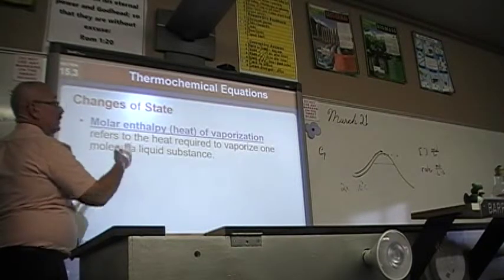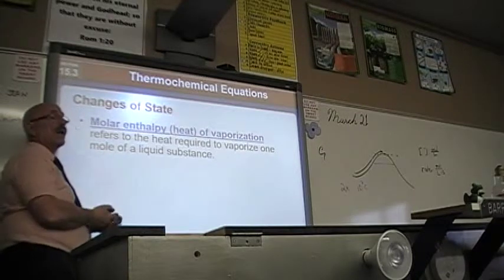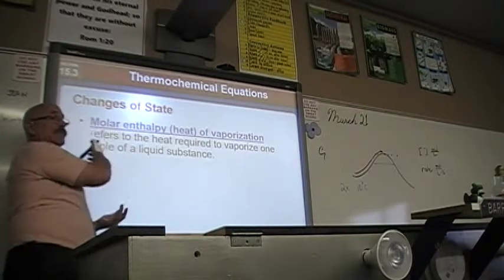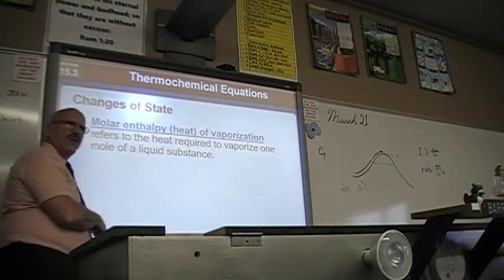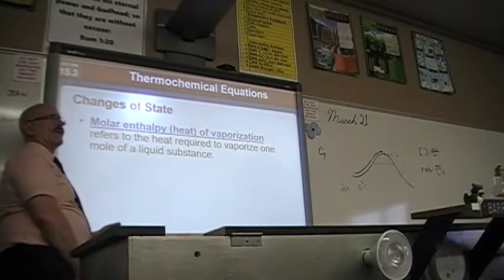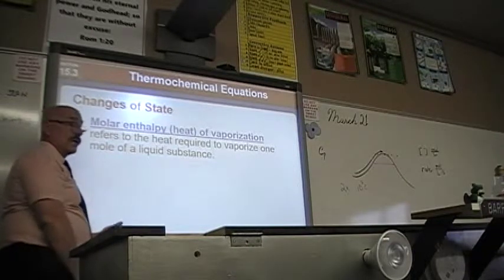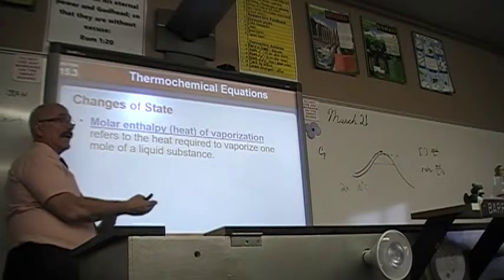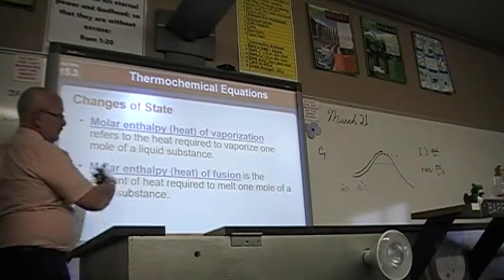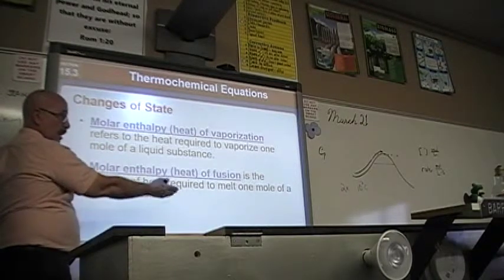Okay. Molar enthalpy of vaporization. So I turn something into a gas. It takes a certain amount of energy to do that. So we have an enthalpy to change things into gases. We have an enthalpy to change things into solids. We have enthalpy of vaporization, enthalpy of condensation, enthalpy of fusion, sometimes called heat of fusion. All of these are delta H's. Fusion, there it is. Molar enthalpy of fusion. How much does it take to melt something?